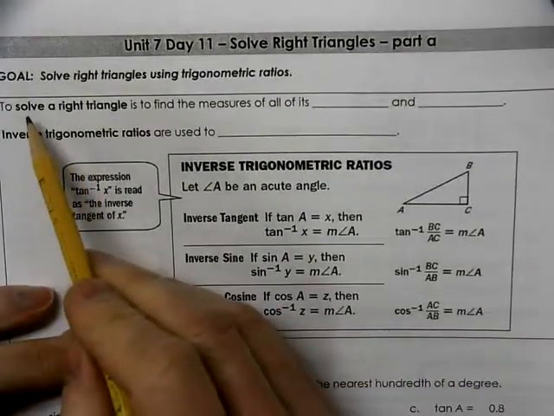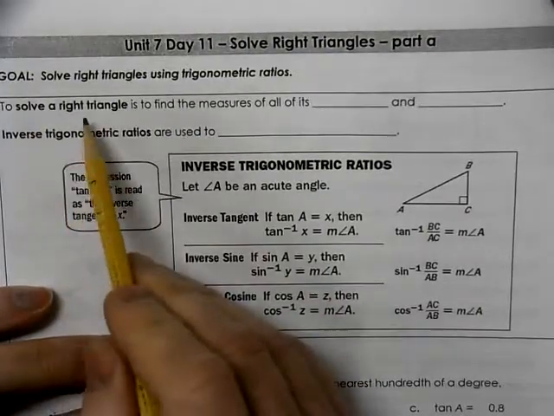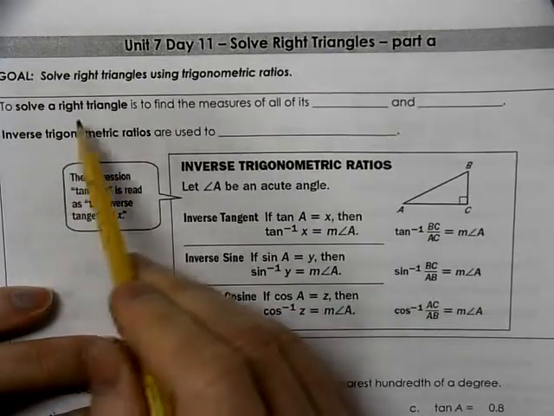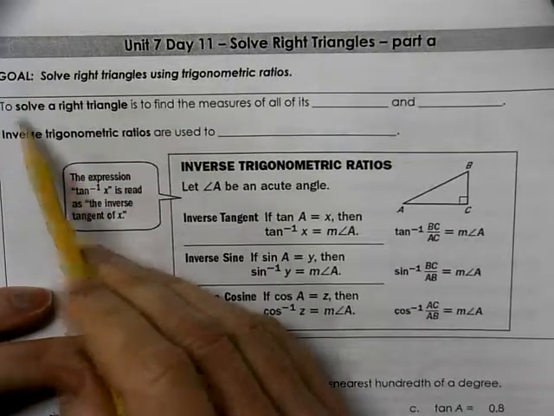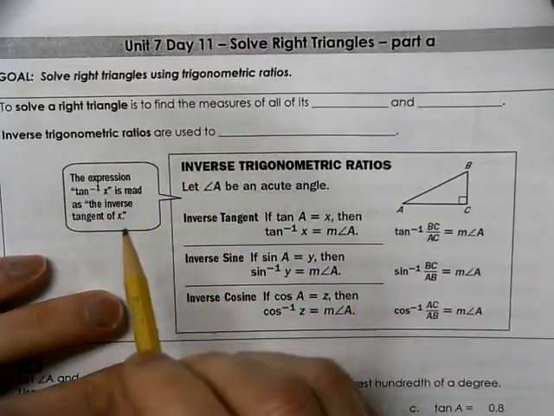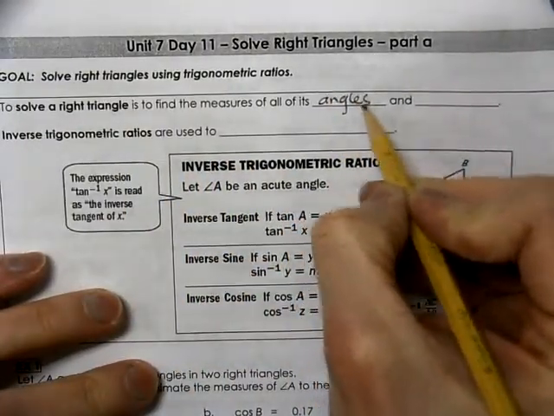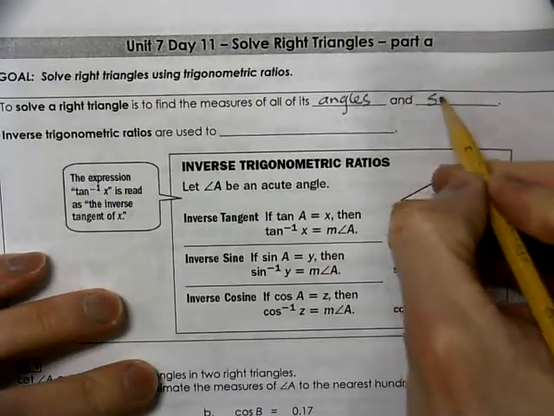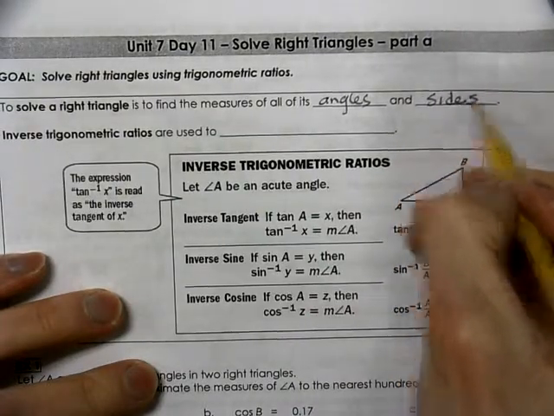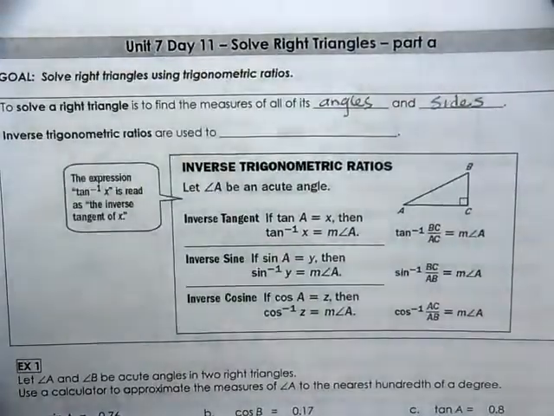First topic we want to talk about is what does it mean to solve a right triangle. In the directions on the test and the quiz and the homework, we'll say solve a right triangle. And that means that you're going to find the measures of all the angles and the sides of the triangles that you'll be working with.